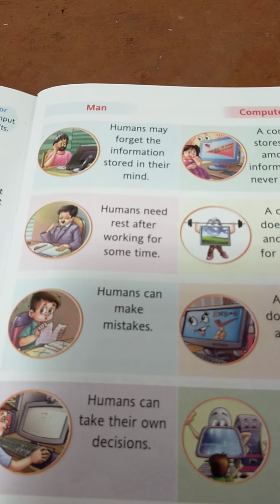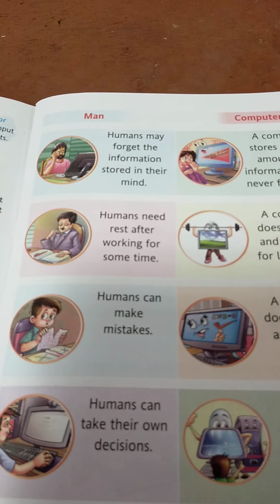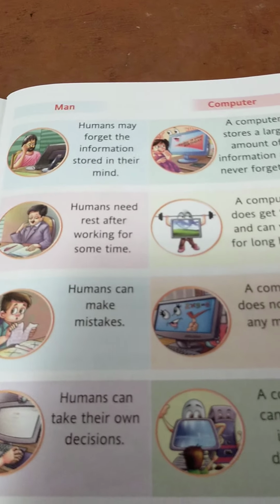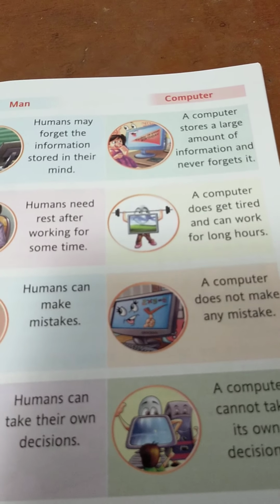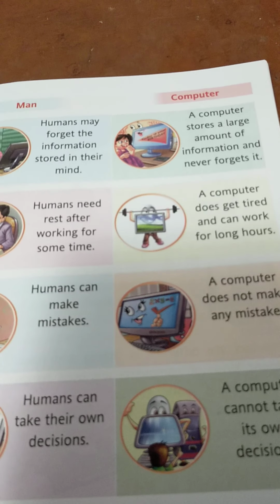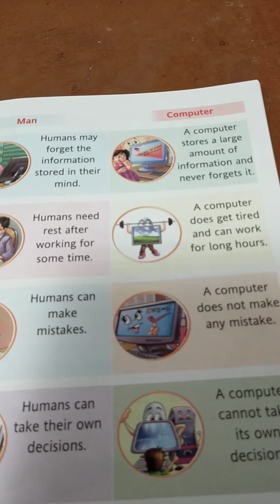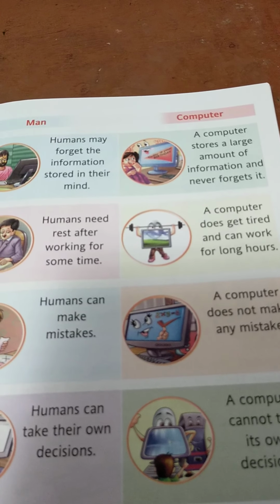Humans can make mistakes, because we are all human. We can forget. We need rest, and we make mistakes. But the computer never makes mistakes. If you give the correct input, it shows the correct result. If you give the wrong input, it shows the wrong result. This is the computer. Whatever work is given to the computer, it shows the result. That's all.